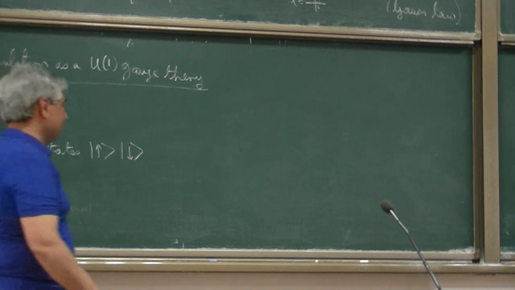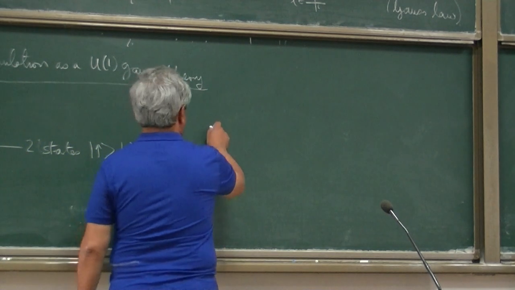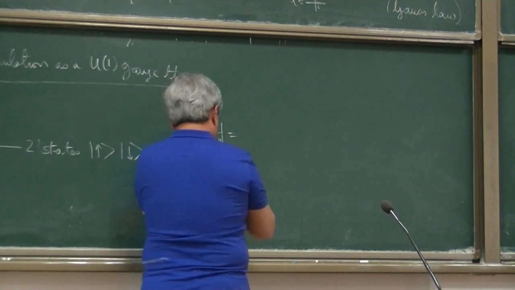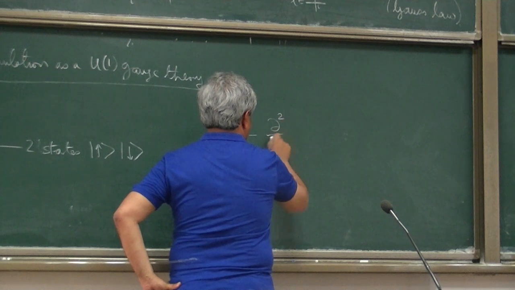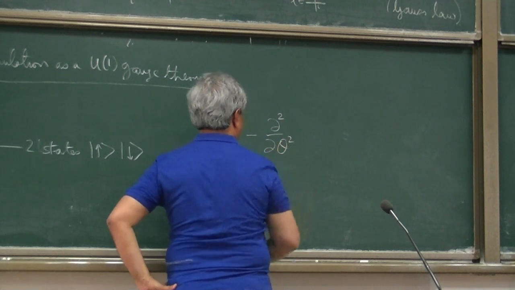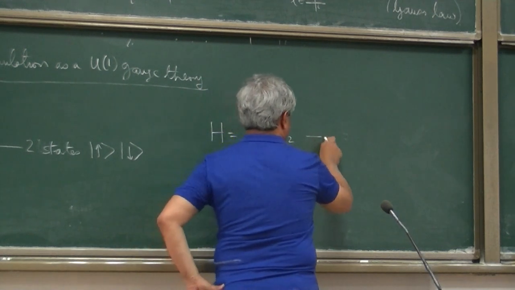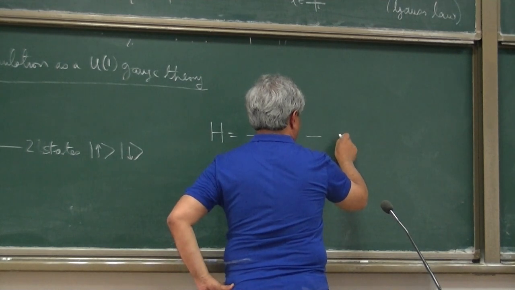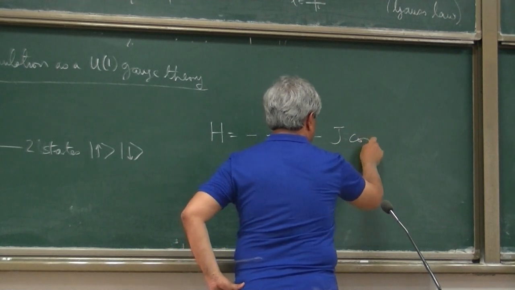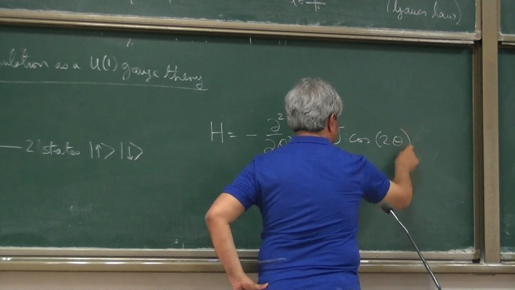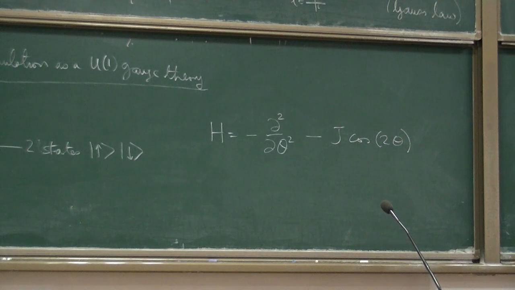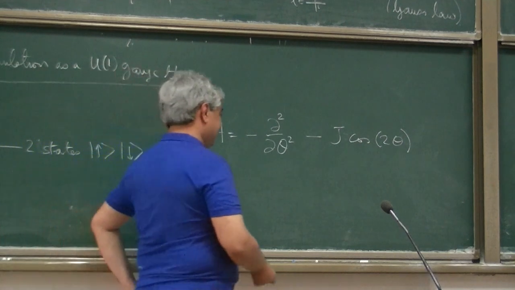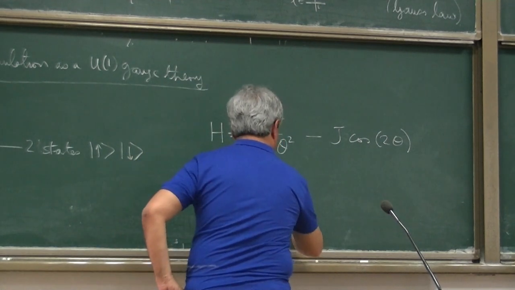So my Hamiltonian would be the following. H will be some minus d squared by d theta squared, some angle theta, minus, I forget what I called it, let's just call it J cosine 2 theta. So this is a Hamiltonian of a particle moving on a circle in a peculiar type of gravitational field. It's not cosine theta, so theta is a periodic variable.